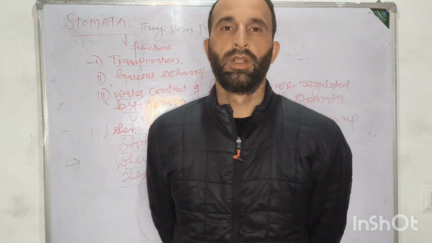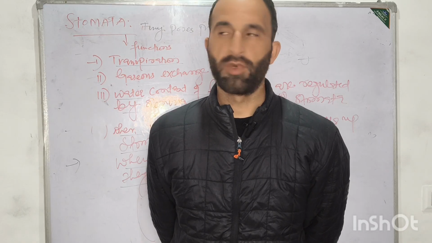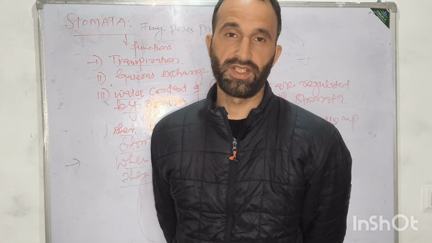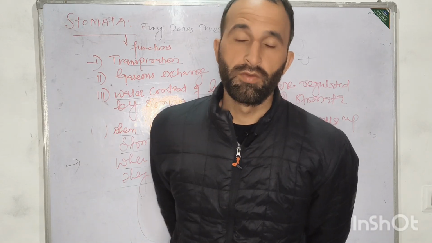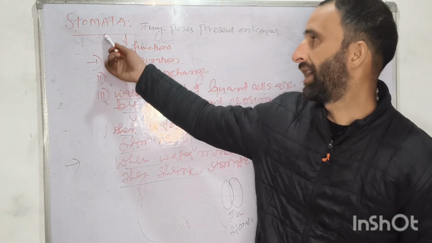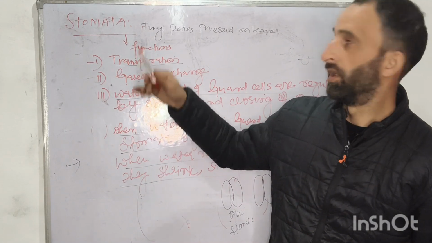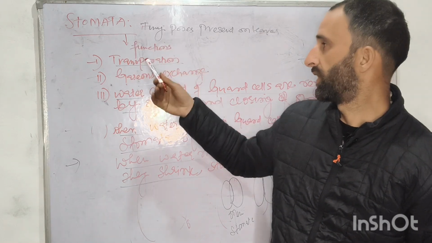As you know, yesterday we discussed photosynthesis, the syllabus in photosynthesis and the site of photosynthesis. And now today's topic is stomata. Where are stomata present? As you know, stomata are present on the leaves. These are tiny pores present on the leaves.